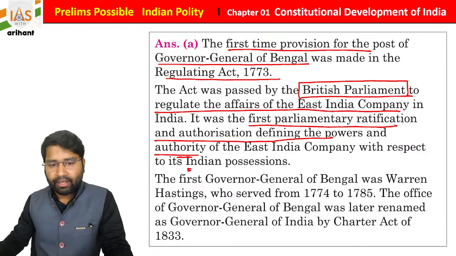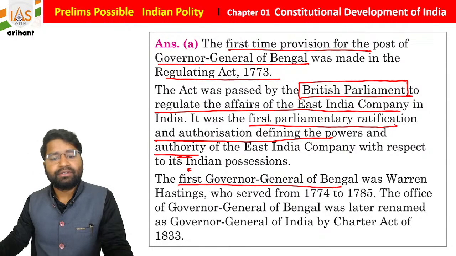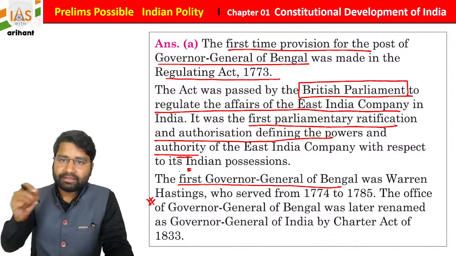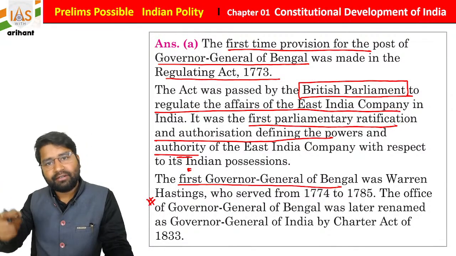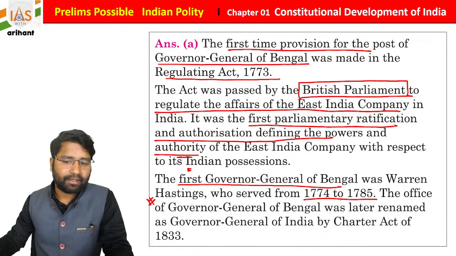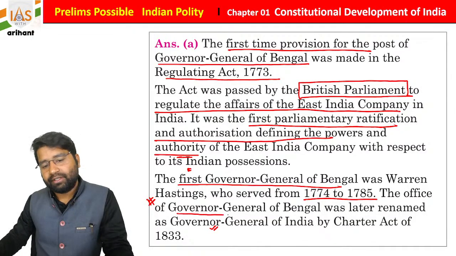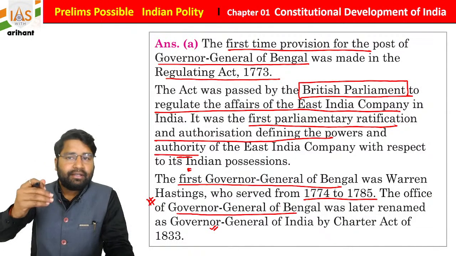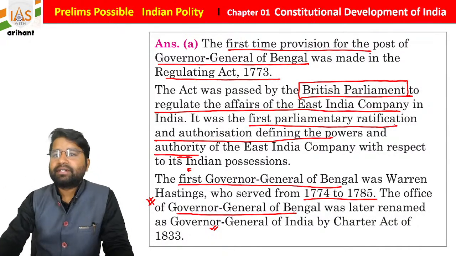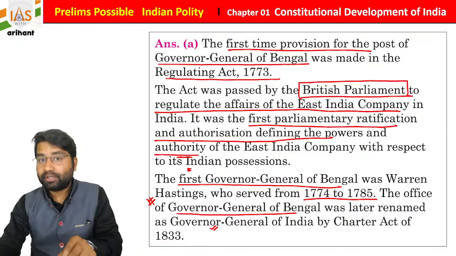Okay, and students, we already discussed the first Governor General of Bengal was Warren Hastings. He was the last governor of Bengal and first Governor General of Bengal, and served from 1774 to 1785. Okay, and once again, this post, that is Governor General of Bengal, was converted or modified as Governor General of India by Charter Act 1833. So this is our explanation of this question.